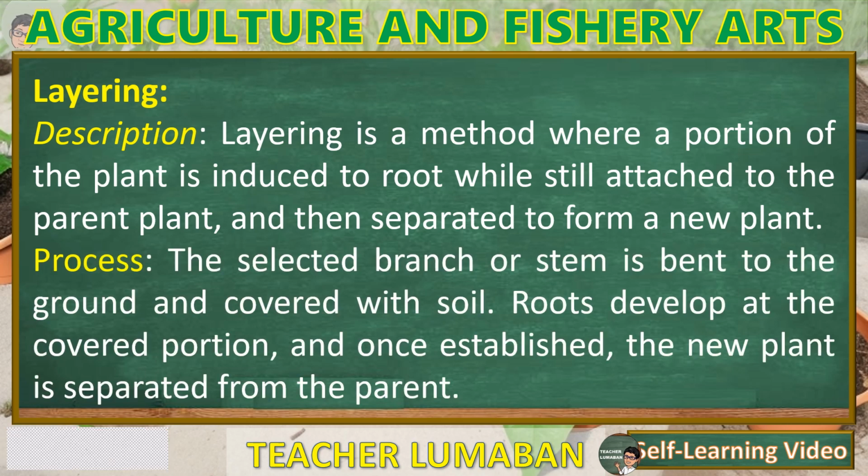Process: the selected branch or stem is bent to the ground and covered with soil. Roots develop at the covered portion, and once established, the new plant is separated from the parent.